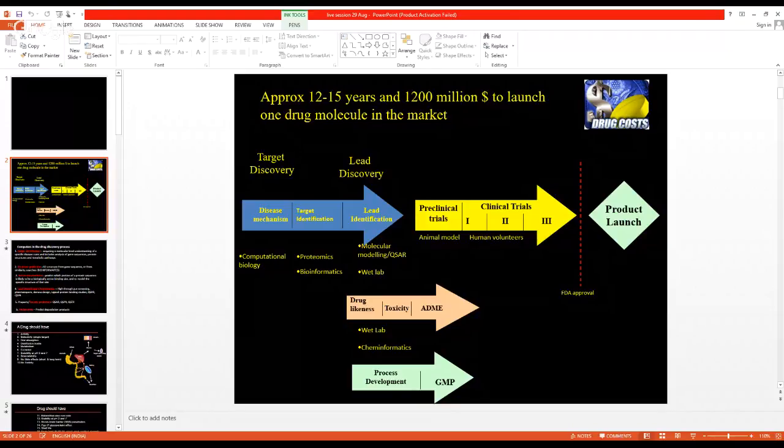Oral absorption, because most of the drugs we take orally. We would all like to take drugs orally, not through intravenous or intraperitoneal or intramuscular routes. So how good is the absorption? That means it should have good solubility in your stomach, and it should cross the lipid barrier and reach the bloodstream. Distribution inside. Once it goes inside, it gets distributed into the bloodstream.